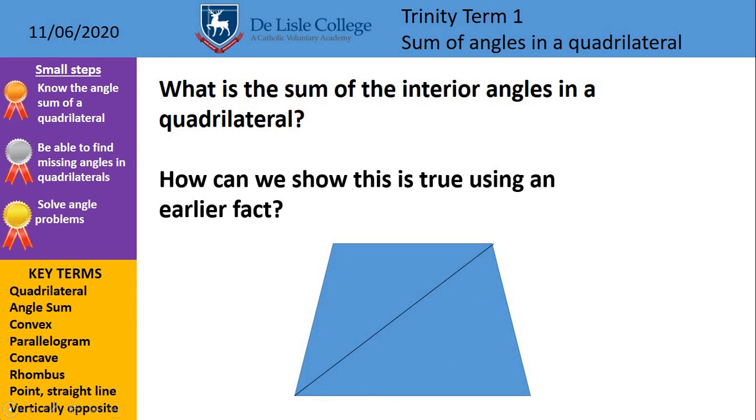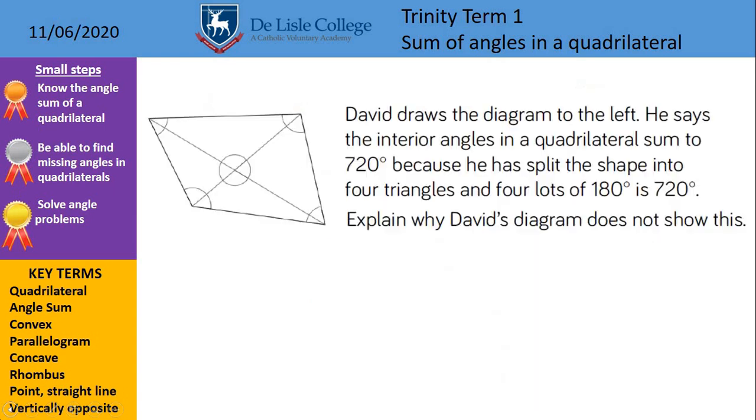How about if I drew that line on, we have got 2 triangles. And each triangle must be 180 degrees. Add those together and we've got 360 degrees. So the sum of interior angles in a quadrilateral is 360 degrees.